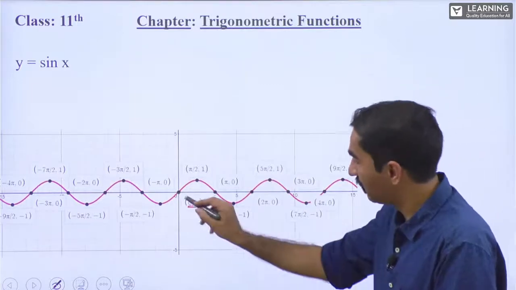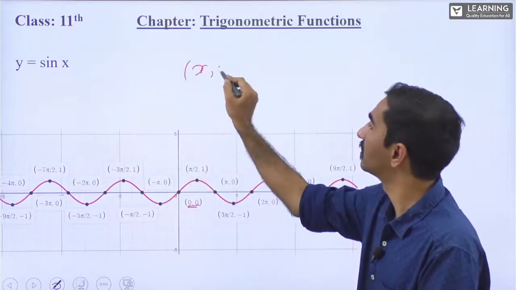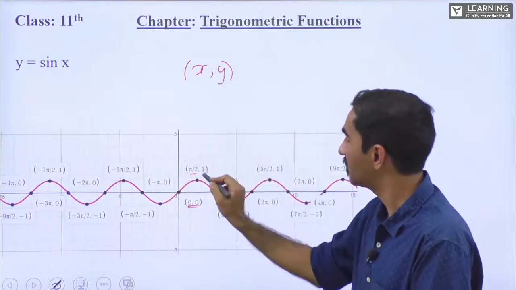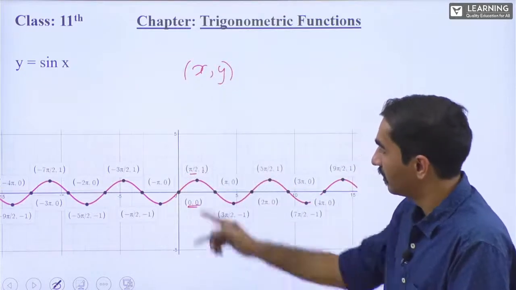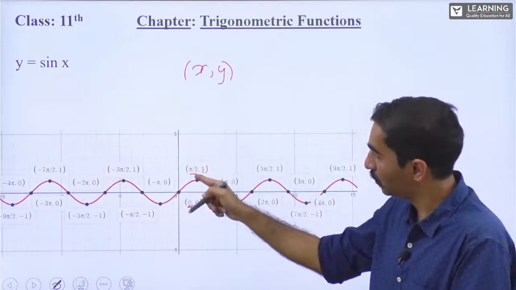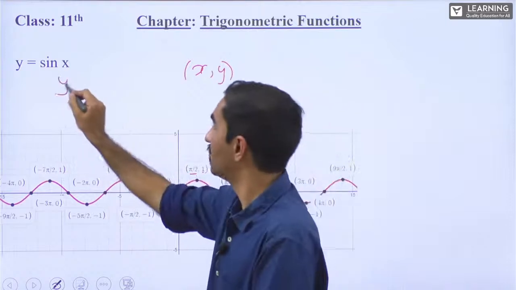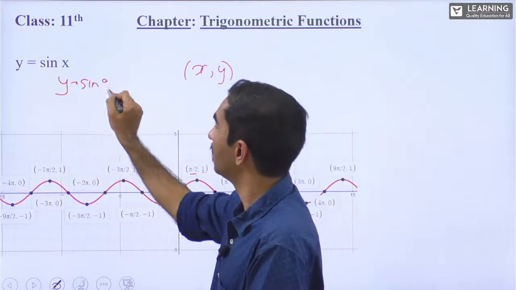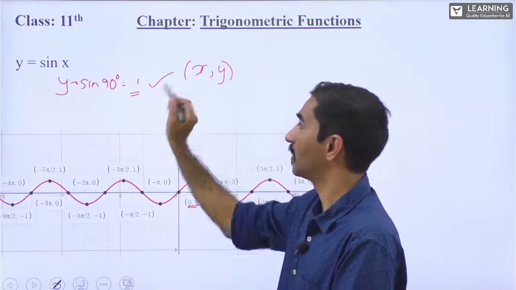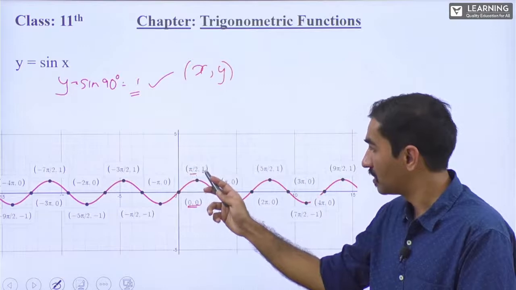See, when a sine is becoming 1, students, it is always in the form of x, y, right? X is the first value, y is the second. What is the value of x? X is pi by 2. At x is equal to pi by 2, what is y? Y is equal to 1. Now check this. Y is equal to sine 90 degrees. Have a look at the table. What is the answer? The answer is 1. At x is equal to pi by 2, sine is 1.